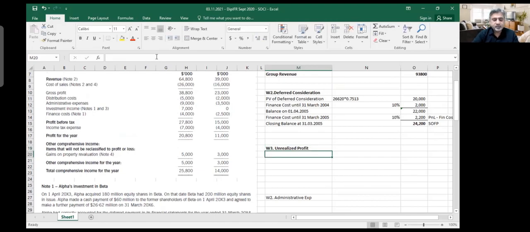Unrealized profit. So I've got my closing inventory and my opening inventory, and the difference in closing and opening inventory is 3 million. This is 2 million. So actually this is the difference. We say difference in inventory, and within that you have unrealized profit. And how do you calculate that? What do they tell you? How much is that intra-group trading profit?